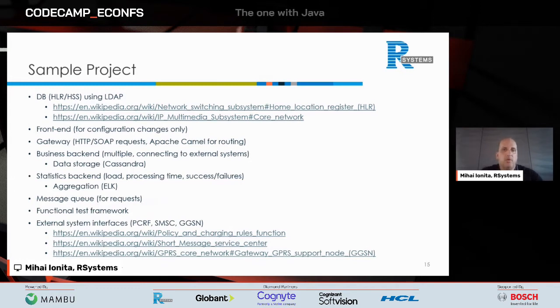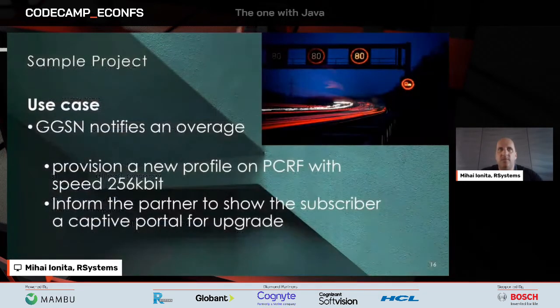All of this is supported by our systems test tool, which is based on JMeter, and that does the functional testing. And for a couple of telecom specific stuff, we've got here the PCRF, policy and charging rules function, which we'll see in a later slide, SMS center, and GGSN for data, the gateway for data.